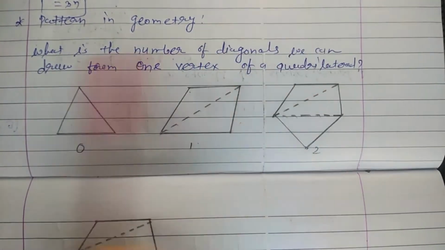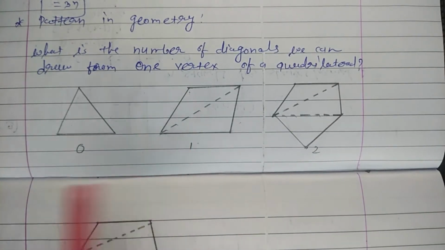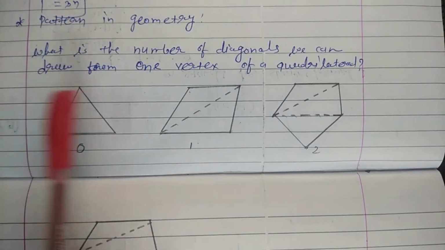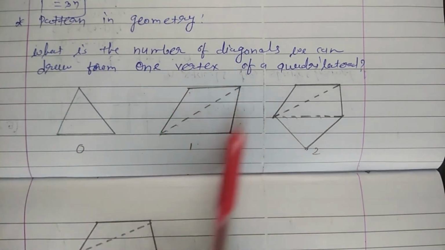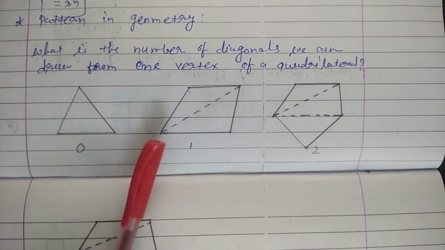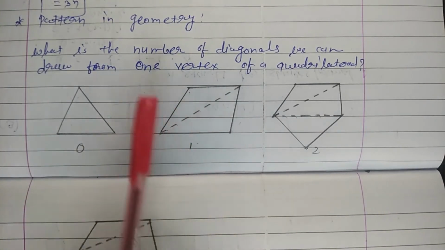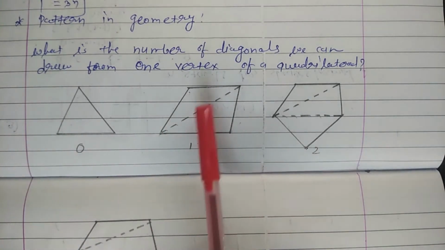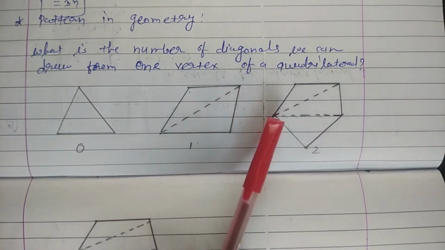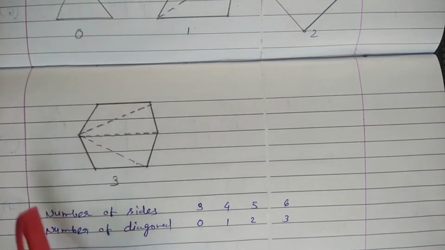What is the number of diagonals we can draw from one vertex of a quadrilateral? So it is 1. In a triangle, from one vertex how many diagonals can we make? So it is 0. For a quadrilateral we have already seen it is 1. As we can see, this vertex and this vertex are non-connected. So when we connect them using this dashed line, it is our diagonal. For a pentagon, from one vertex we can draw 2 diagonals. And in a hexagon, from one vertex we can draw 3 diagonals.